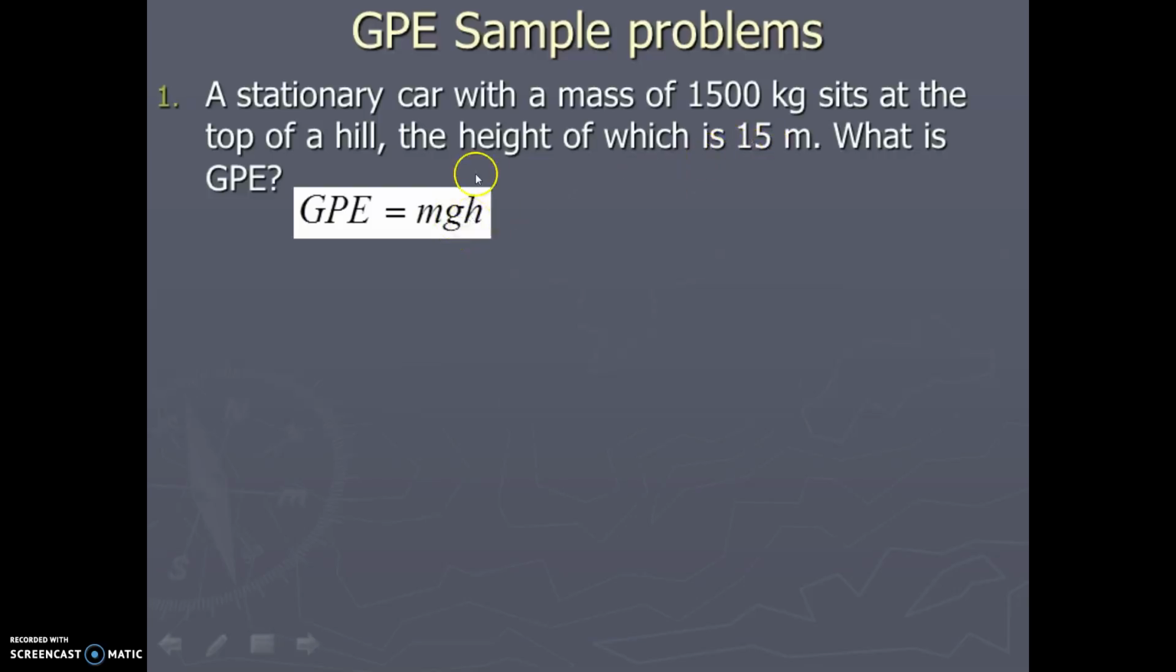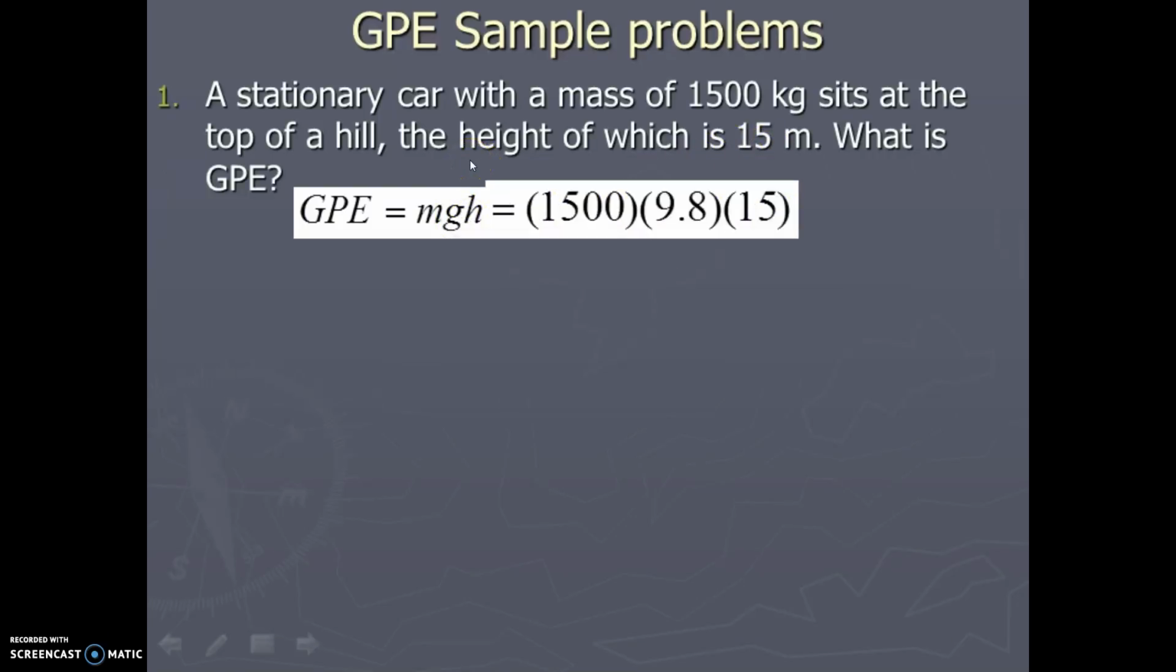And in this case, the height will be 15. So we just do 1,500 times 9.8 times 15. And that ends up equaling this number, which is 220,500 joules. So that's a lot of energy. All right, sample problem number 2.